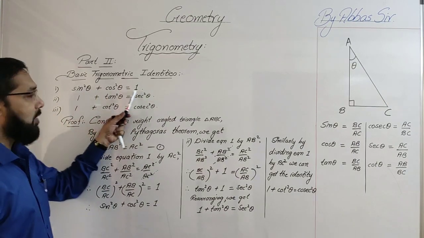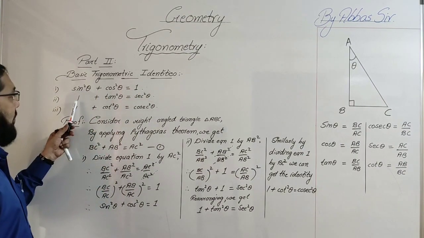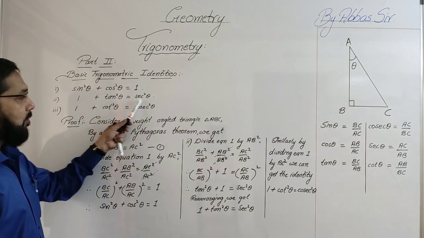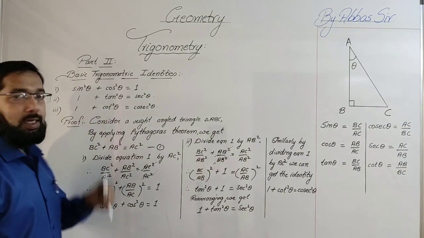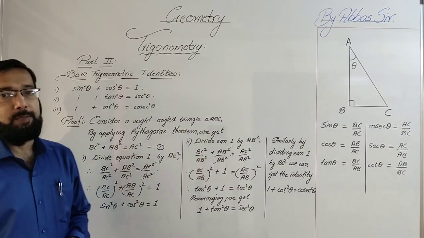cos square theta is equal to 1. Second one is 1 plus tan square theta is equal to sec square theta. And the third one is 1 plus cot square theta is equal to cosec square theta.